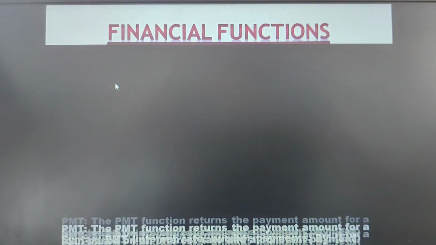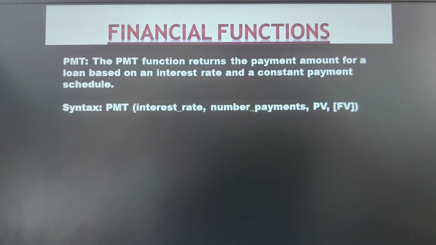Moving on to the next one here. PMT function. What is this PMT function? The PMT function returns the payment amount for a loan based on an interest rate and a constant payment schedule. For example, the loan amount is 24,000. You know that you have to make payments for 48 months, that means 4 years, and the rate of interest is 5%. Then you have to calculate the constant amount that you have to pay the bank every time. That function is known as the PMT function.